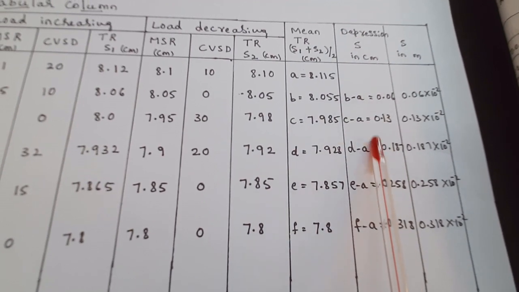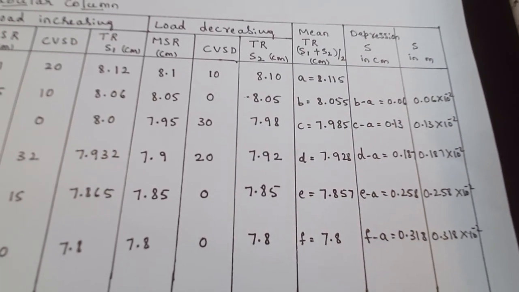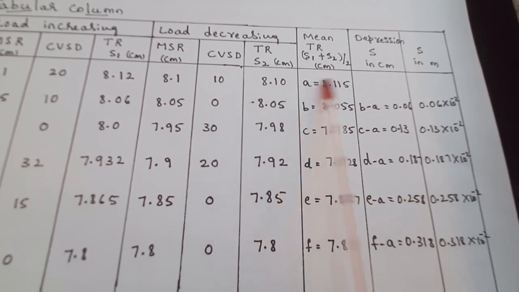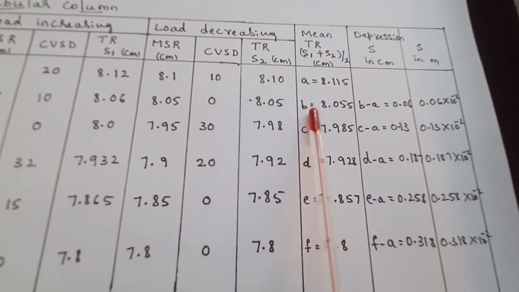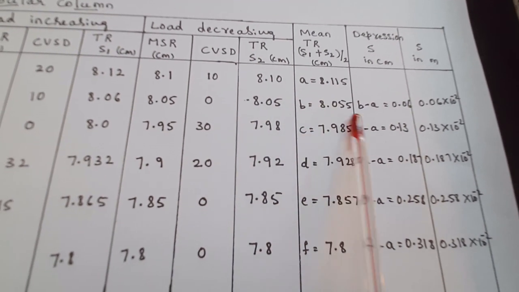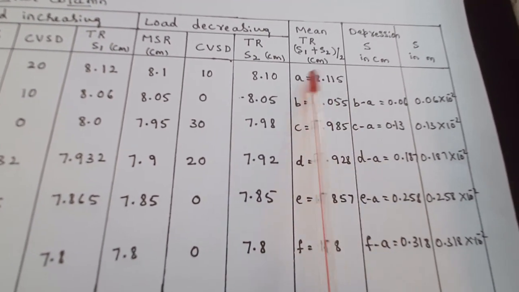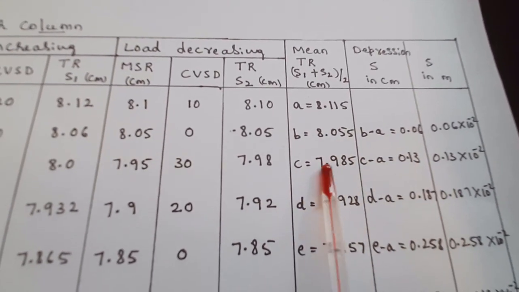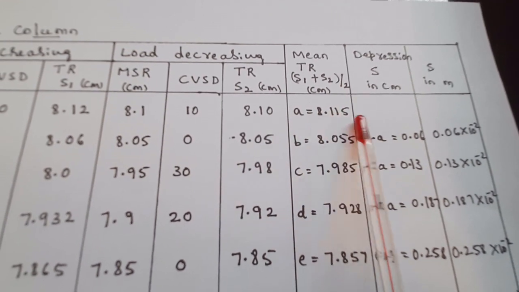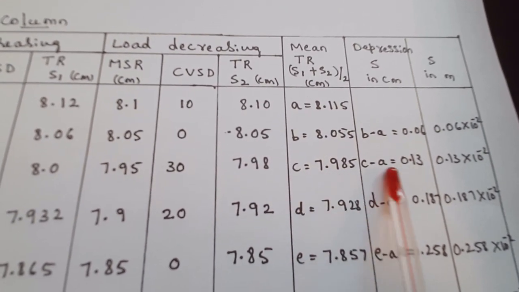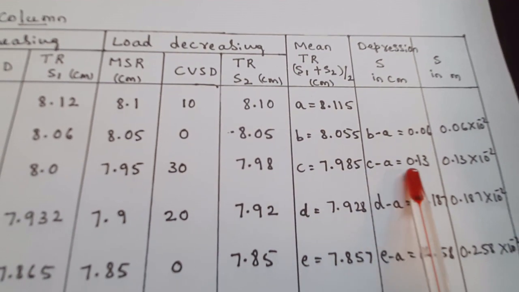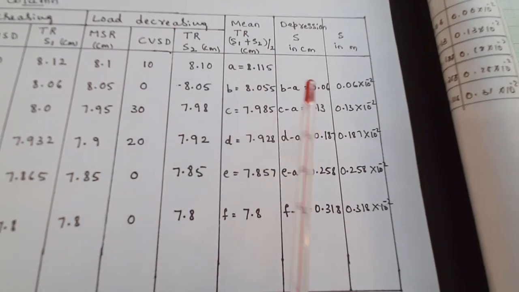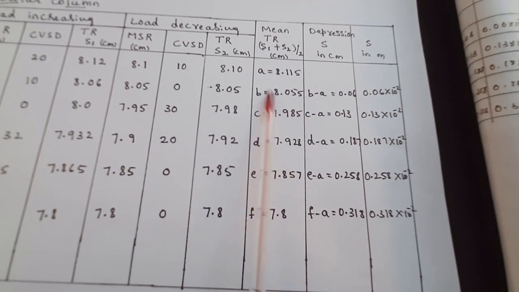Then you have to calculate the depression produced in the beam. This is the reference reading for the dead load. From this, you have to subtract the remaining readings. 8.055 minus 8.115, the difference B minus A, you will get 0.06. Then 8.115 minus 7.985, that is C minus A, 0.13, and so on. So here you have to take the difference of the two values.